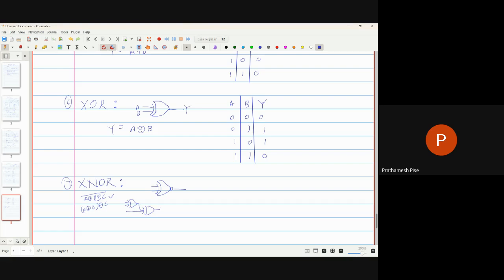And then NOT gate. This is what XNOR is in practice. This will become a three input XOR and we are just doing a NOT operation on it. This is XNOR in one sense. Also, what this is doing is XNOR in cascaded fashion.